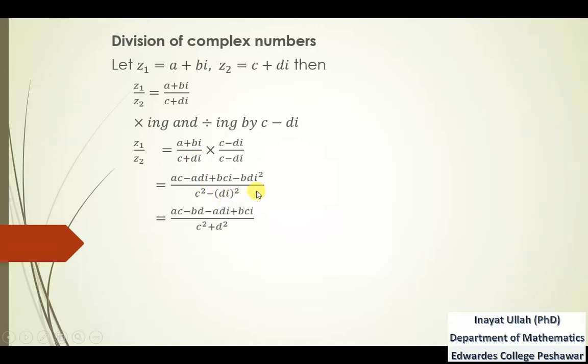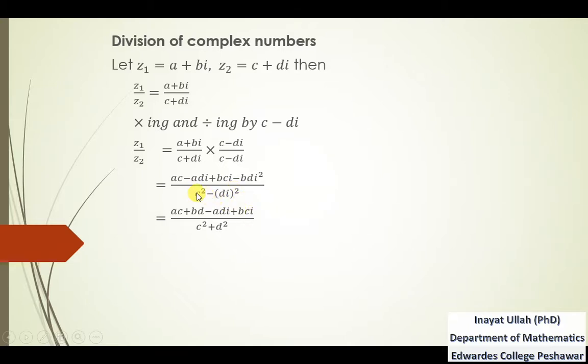And now just look at this, combining the real parts. ac is the real part. Iota square is actually minus 1. So whenever iota square is replaced by minus 1, minus minus plus, we will be getting here plus bd, and plus bd is real part, so we have written plus bd along with ac, and that is minus ad iota plus bc iota.